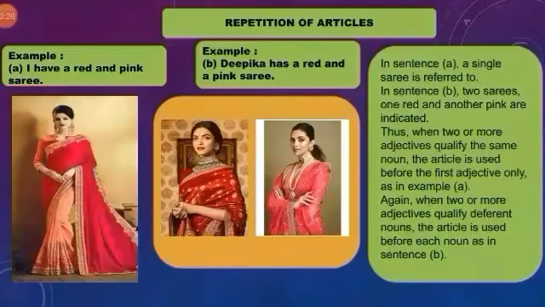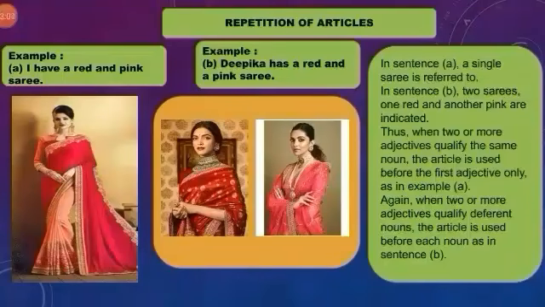Now, students, concentrate on the words: a red and pink sari, a red and a pink sari. That is the difference. Example A shows that I have a red and pink sari, a combination of red and pink color. In example B, there are two saris, and I have said: Deepika has a red and a pink sari. So in sentence A, a single sari is referred to. In sentence B, two saris, one red and another pink, are indicated.